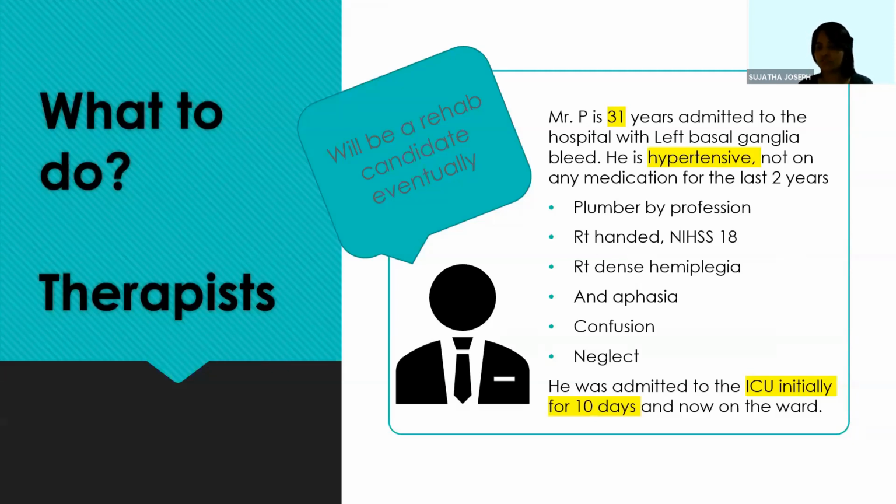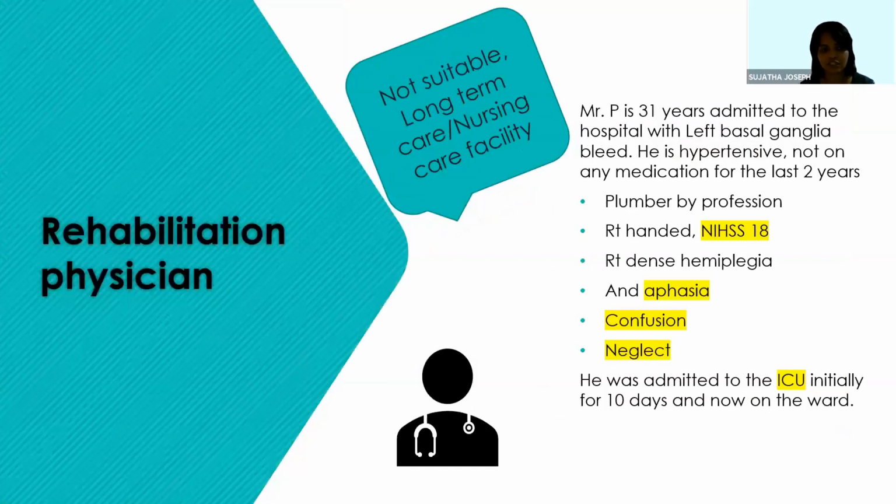And we know the reason for this bleed is hypertension because from the previous slide, we heard that he is hypertensive, not on medication for 2 years. And all these confusions and less participation and low mood could be because he was admitted to the ICU for 10 days. So the therapist said he will eventually be a rehab candidate. Let's wait. But what the rehab doctor said is he's not suitable.